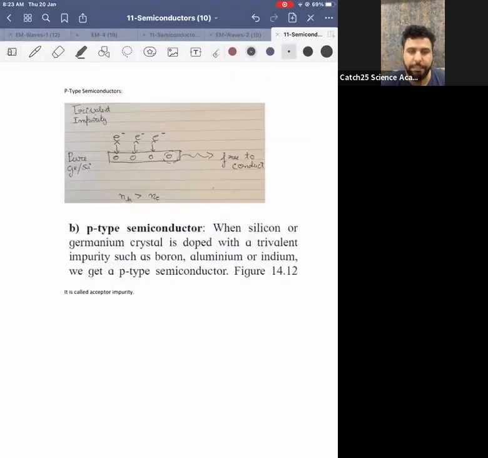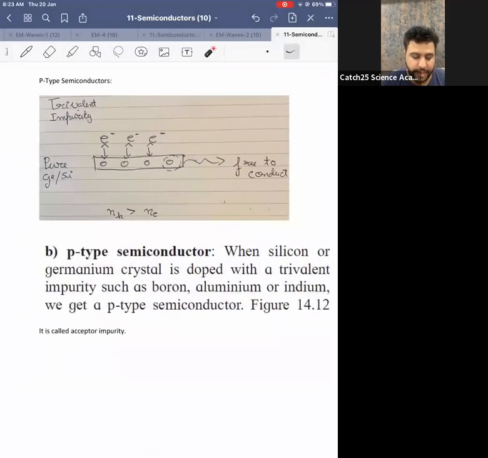See here, P-type semiconductor. Look at the diagram. I have taken pure germanium and pure silicon crystal, which have 4 holes in the outermost orbit. Then I add trivalent impurity, which has 3 electrons. Now these electrons combine with holes, leaving behind one free hole to conduct. And in this type of semiconductor, number of holes is greater than number of electrons. This is the diagram for P-type semiconductor. Therefore, first draw the diagram of P-type semiconductor, then we'll do the definition. Start drawing the diagram for P-type semiconductor.